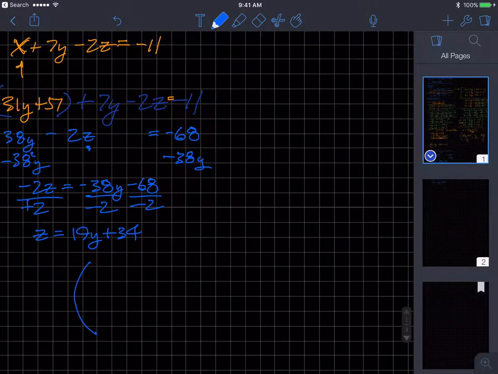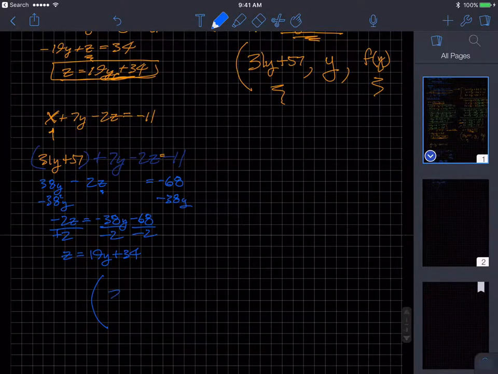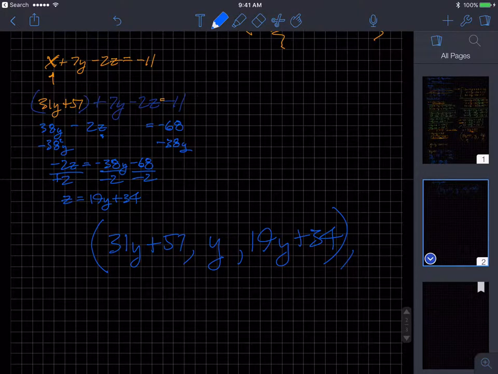It's going to look like this, and the system's going to give you little boxes. So for x, that's equal to 31y plus 57. y is y. And z is 19y plus 34. And then you have to tell the system in set notation that y is any real number, or that it's a value in the real numbers. That little strange looking e thing is a symbol for "in." It's a set notation. So that's my solution.